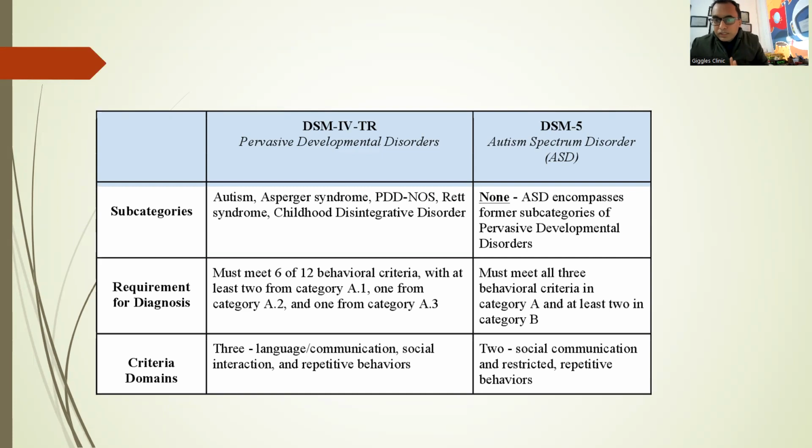There are only 2 criteria in DSM-5, that is communication and sensory. In criteria A, all should be met, whereas in criteria B, which includes sensory, out of 4, 2 should be met. Another most important thing is the criteria domains which we have discussed, that is social communication and sensory, in DSM-5.